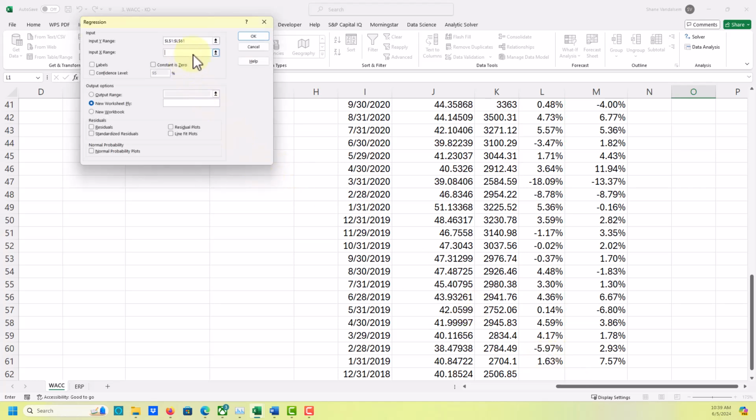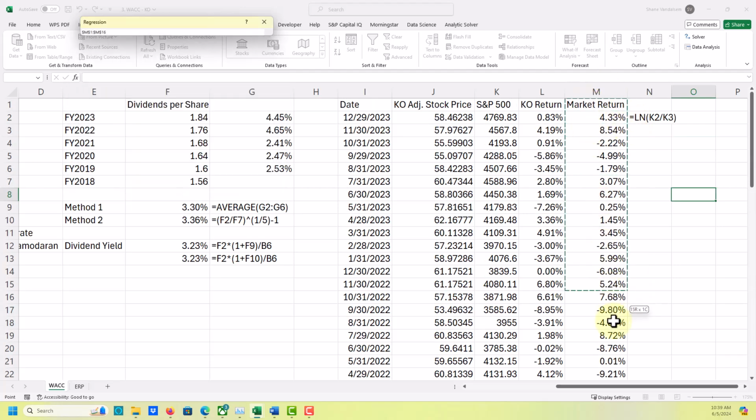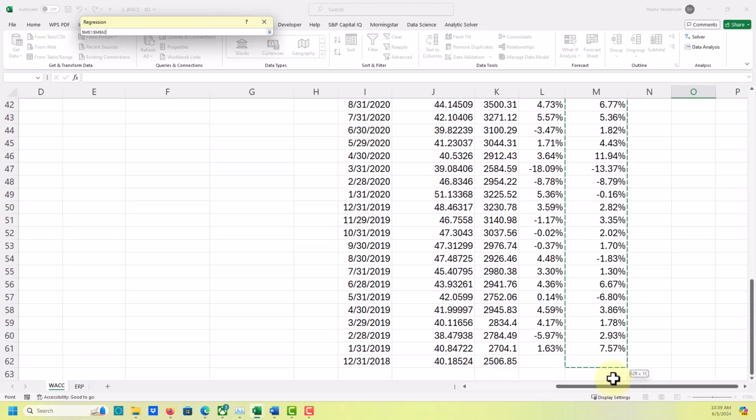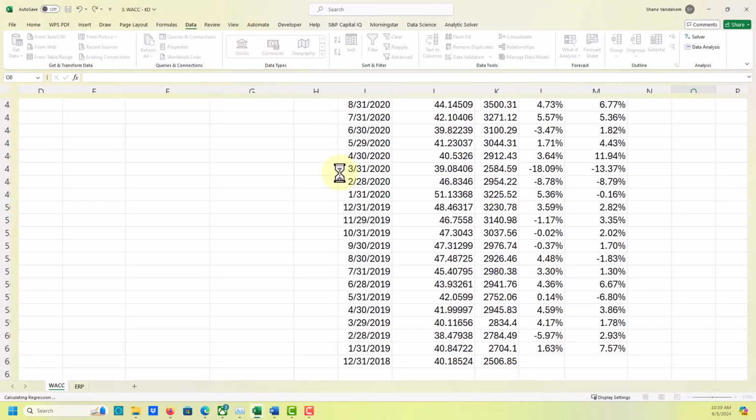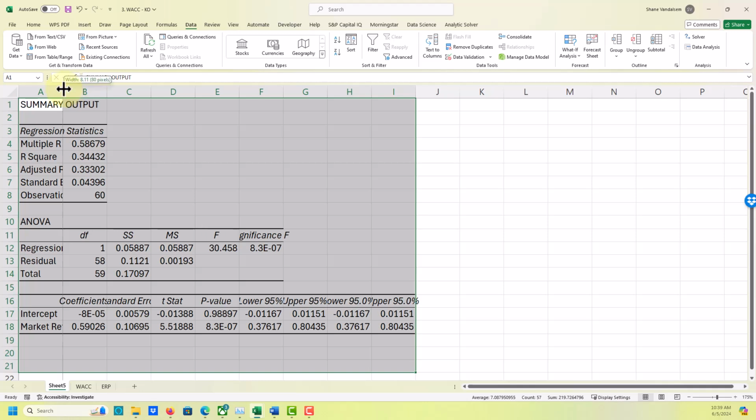And my X input range, I'm going to select the market return and all of my returns there. Go ahead and select Labels. I included the labels in my values here, so I wanted to go ahead and do that. And I'm going to have it output to a new worksheet. So that's everything I've got here. I'm going to press OK. And so this is what my regression output looks like.